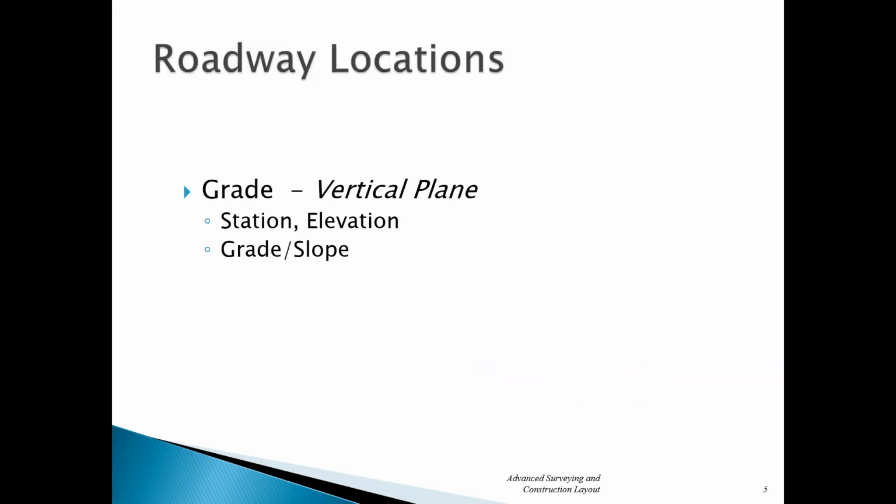So then we have the providing grade when you're doing layout, and of course that's in a vertical plane, and basically you're giving them either a station and an elevation at that station, or a grade and a slope. And sometimes I refer to this as slope staking, where you're giving them slope information so that they know how to cut it up or down. That's really important when you get into ditches and those kind of things. We're not going to get that involved, okay, just so you know.